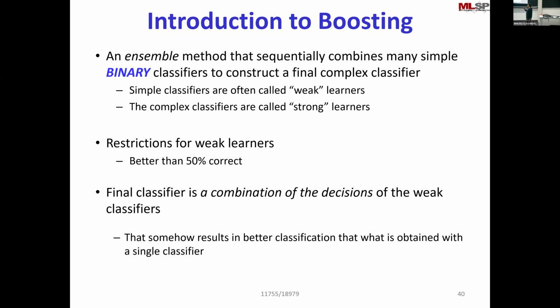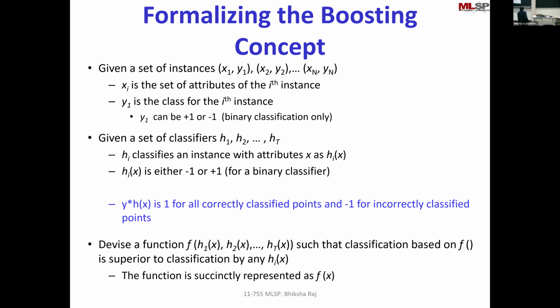And the final classifier is going to be a combination of the decisions of the weak classifiers, and this somehow results in better classification than what is obtained using just a single classifier. So this was the boosting algorithm. Formally, we like to write math simply because it's the done thing in any machine learning class. So I'm going to give you math, but you can ignore it if you don't feel like it.